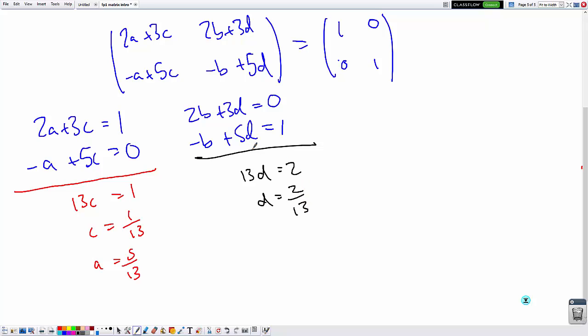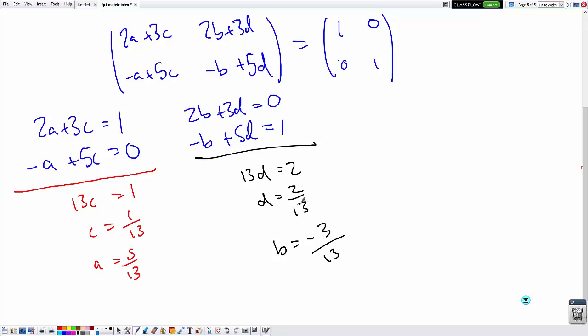And let's plug it in. What gives me b? Which one should we use? Let's use this one. It doesn't really matter. This one's easy, let's use the top one. You don't have to take away or add. Plug d into here. So 2b is equal to 6 over 13. So b is equal to minus 3 over 13.